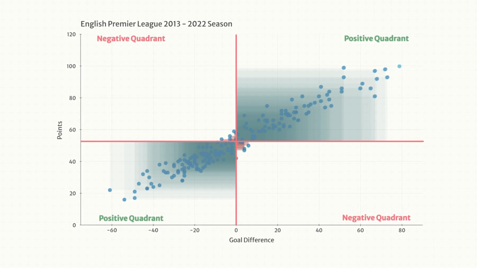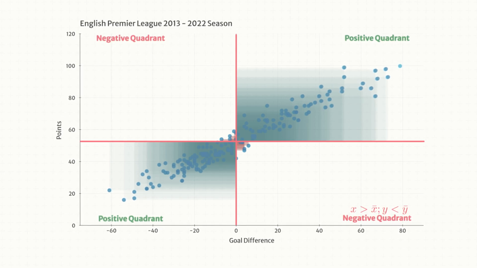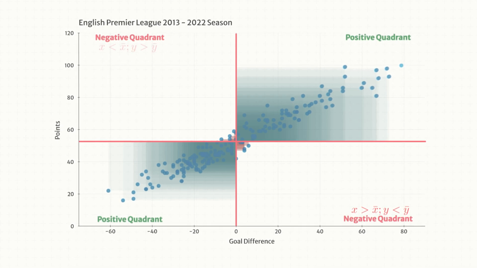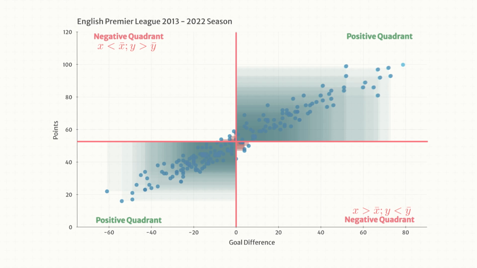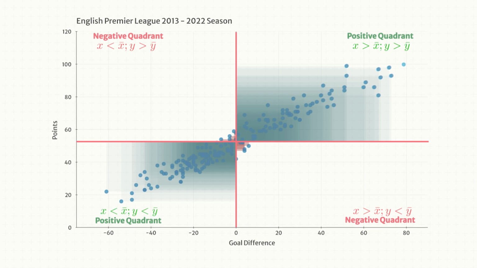Rectangles in the negative quadrants show that x is greater than the mean of x, but y is less than the mean of y, or x is less than the mean of x, but y is greater than the mean of y. On the other hand, rectangles in the positive quadrants show that x and y are both greater than their means, or both less than their means. If most of the points and their corresponding rectangles fall in the negative quadrants, it means there's a negative relationship.